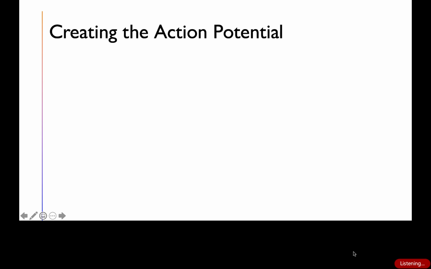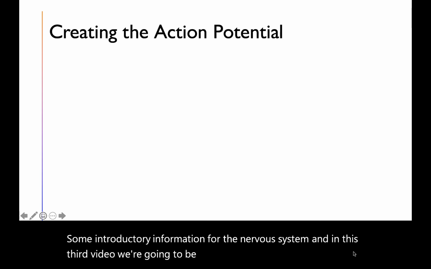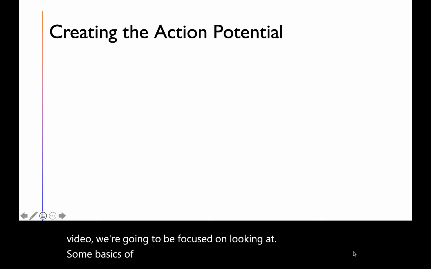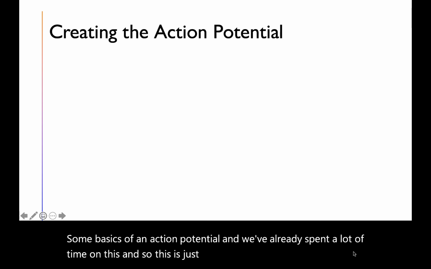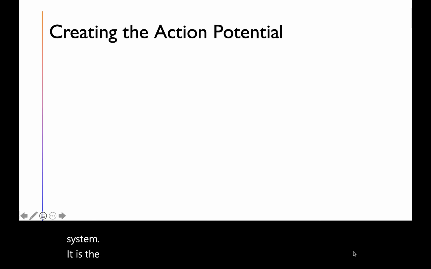Hello, and we are back for part three of our look at some introductory information for the nervous system. And in this third video, we're going to be focused on looking at some basics of an action potential. And we've already spent a lot of time on this, and so this is just going to be more of a review, just to make sure that you know how it applies and works within the nervous system. It is the same process.